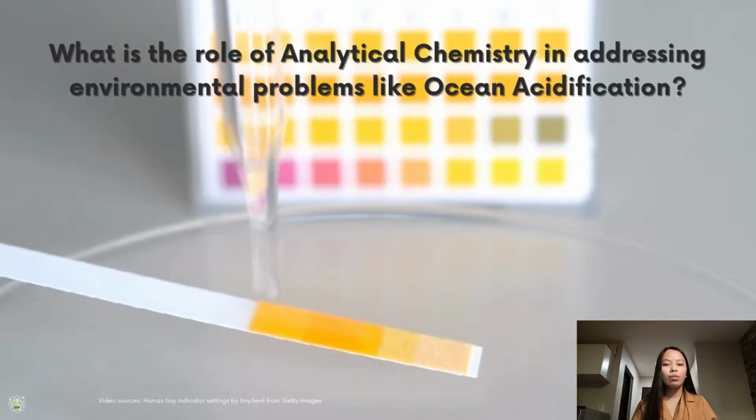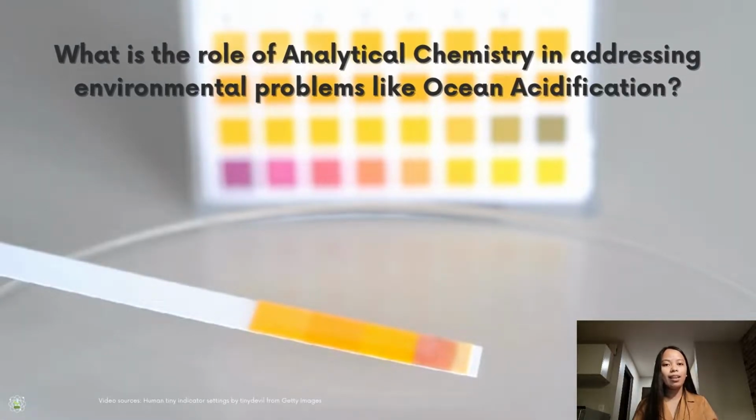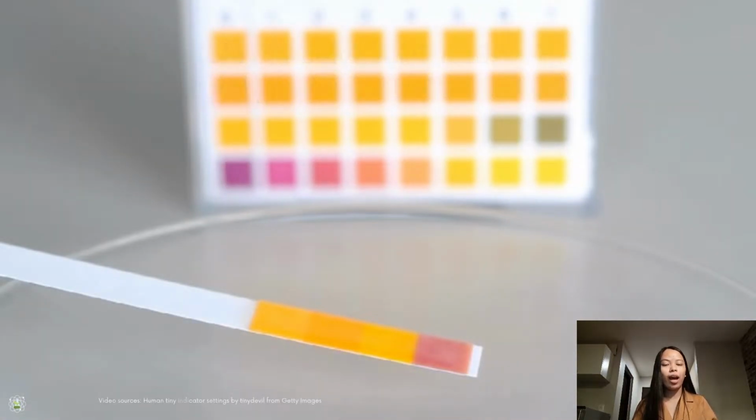Also, there is a use of pH paper and dye, which indicates the concentration of the hydrogen ions.